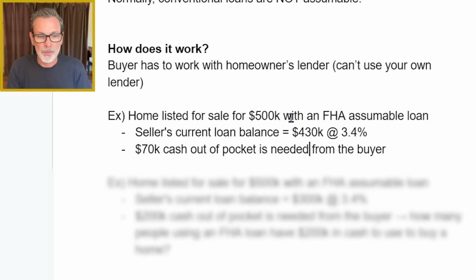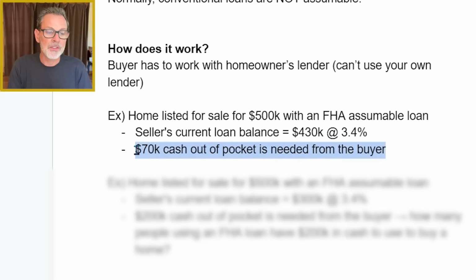So let's just assume you're buying a $500,000 home. The current loan balance is $430,000. This means if you want to buy that house, you have to pay $70,000 in cash out of pocket in order to assume this loan. But again, if you're not looking to assume a loan, the minimum down payment is 3.5%. So $17,500 for a $500,000 purchase. In this scenario, just an example, you have to put down $70,000 in cash.